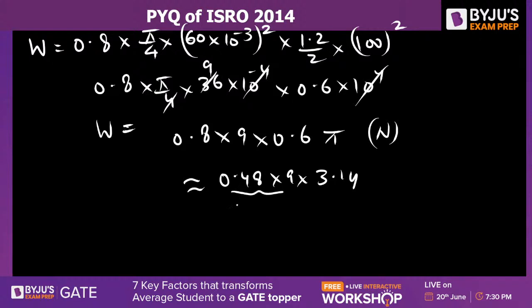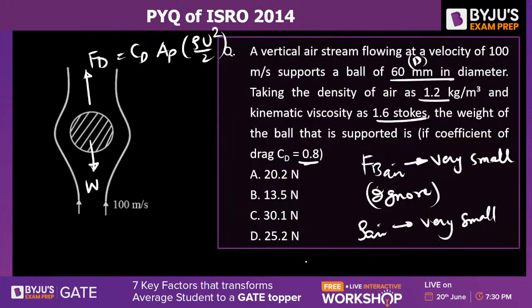It can be taken as 0.5. 9 into 0.5, how much is 9 into 0.5? 4.5 into 3.14, something around this. So it is more than 12. It is more than 12 Newton. It is not that large. It is something around 13.5 Newton, isn't it?